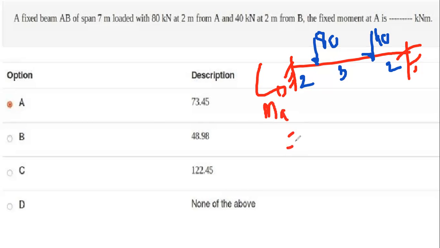So here, there are two eccentric point loads. So we have to use the formula. First will be W A B square by L square.